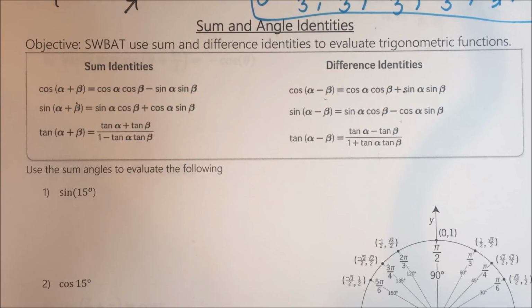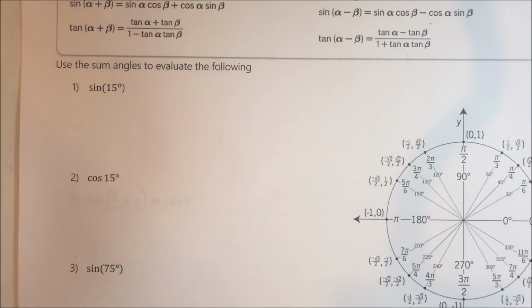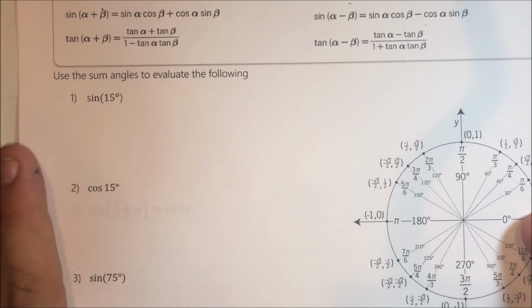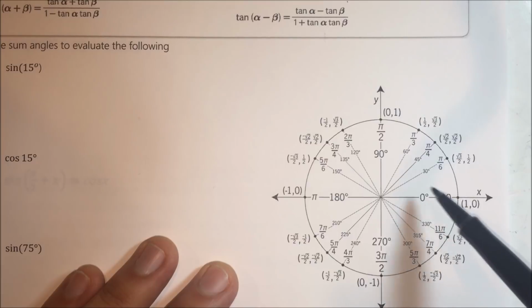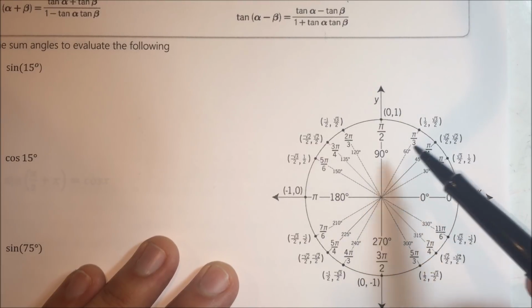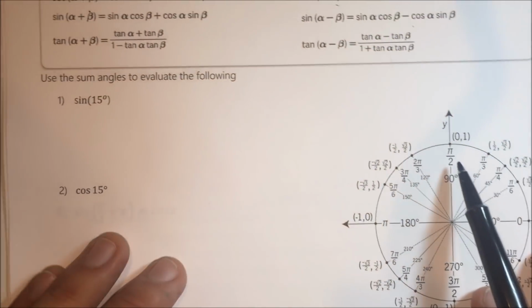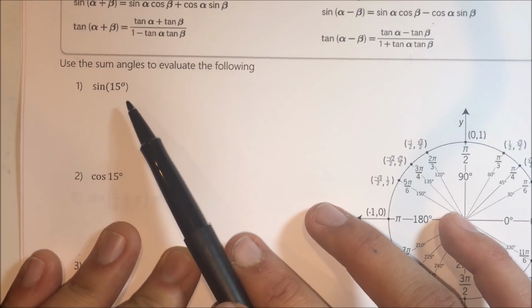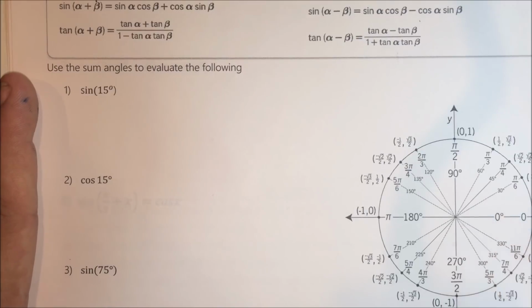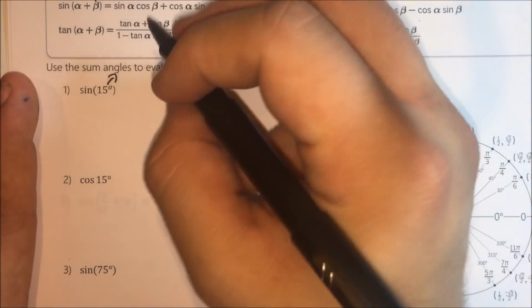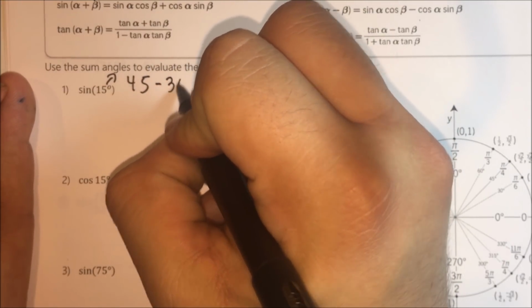So first things first, let's look at sine of 15 degrees. I look on my unit circle and see that there is no 15 degrees on the unit circle here. So we run into a problem because I don't know what coordinate that would be. But what I can do is make 15 the sum or difference of two of the angles that we do have. So for instance, I can take 45 and subtract 30, and that would be 15.